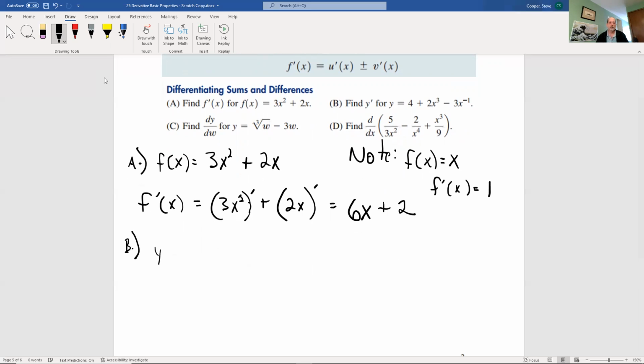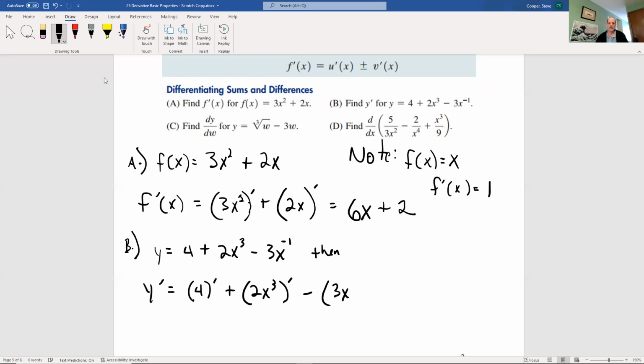Okay, if I've got y equals 4 plus 2x cubed minus 3x to the negative 1, then y prime is going to be 4 prime plus 2x cubed prime minus 3x to the negative 1 prime. Okay, so remember, the derivative of a constant is 0, so this term is gone.